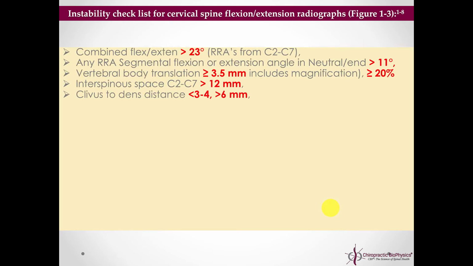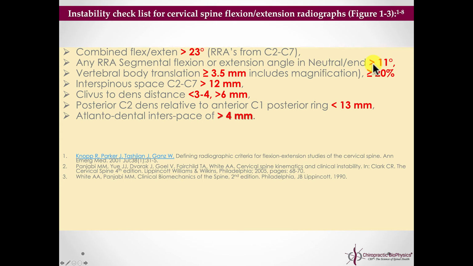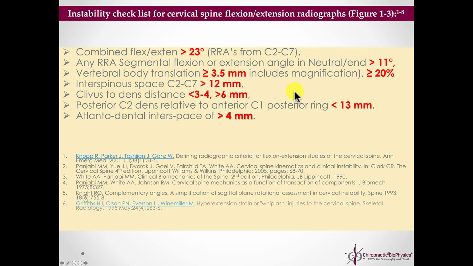Just a good summary of this. So greater than 23 degrees using the posterior tangent method, 11 degrees, we covered that. So now you know the differences in percentages and millimeters. You know the limitations of the 5th edition, 6th edition. You know the differences between Penning's, and you know the difference with the posterior tangent method.